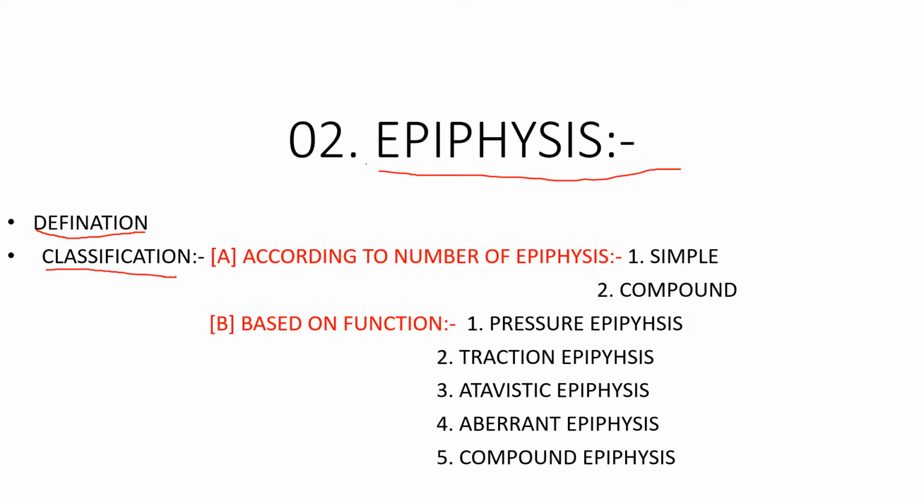In classification, we have two types of classification. First is according to number of epiphyses and the second is on the basis of function. In number of epiphyses, we have two types, simple and compound, while based on function, we have five types: pressure epiphysis, traction epiphysis, atavistic epiphysis, aberrant epiphysis, and last is compound epiphysis. So we will be learning each one in detail in the next slide.